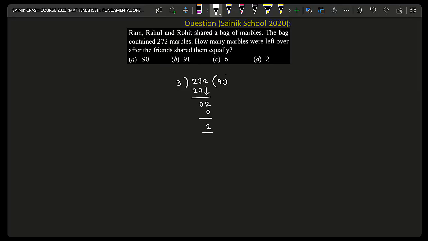90. What is the remainder? 2. That means, what is this 90 indicating? Can you tell me, Vamshika? Sir, shared them equally. What is the meaning of this 90? Each person is receiving 90 marbles, right? Yes, sir. How many left over? Sir, 2. That means the remainder is left over. So these many marbles are left over. Which option is correct? Sir, option A. Okay, all of you can copy this and try the next question.